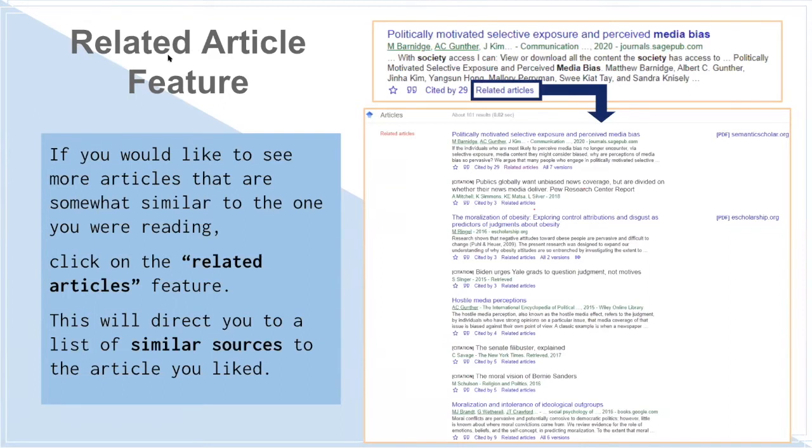So below most of the articles that are on Google Scholar, you will see an option to press on Related Articles. This will take you to many other articles that are related to the one that you were searching, so that you can expand your researching.